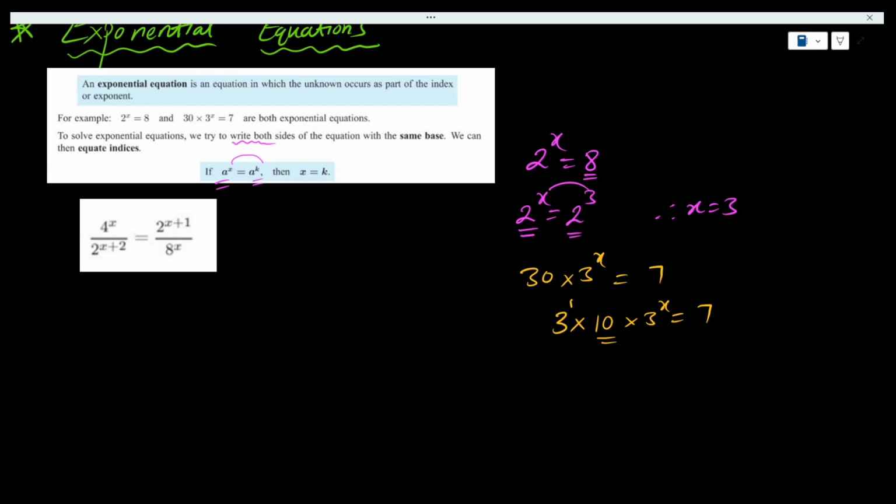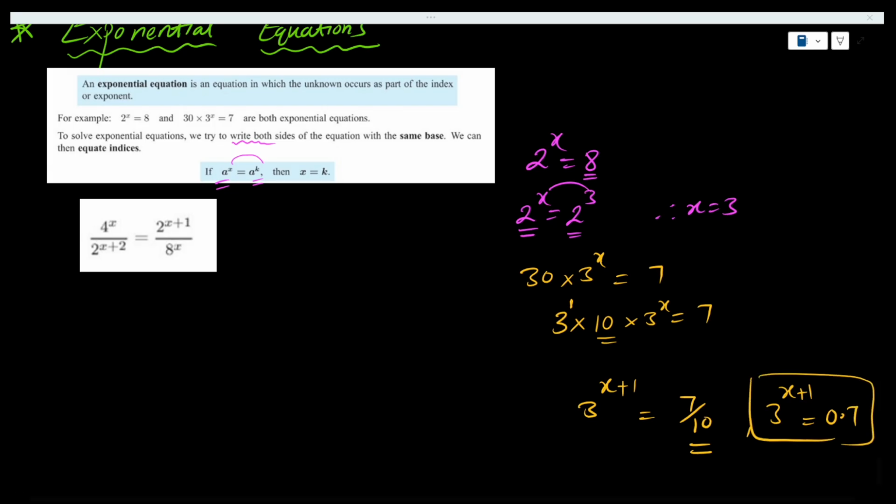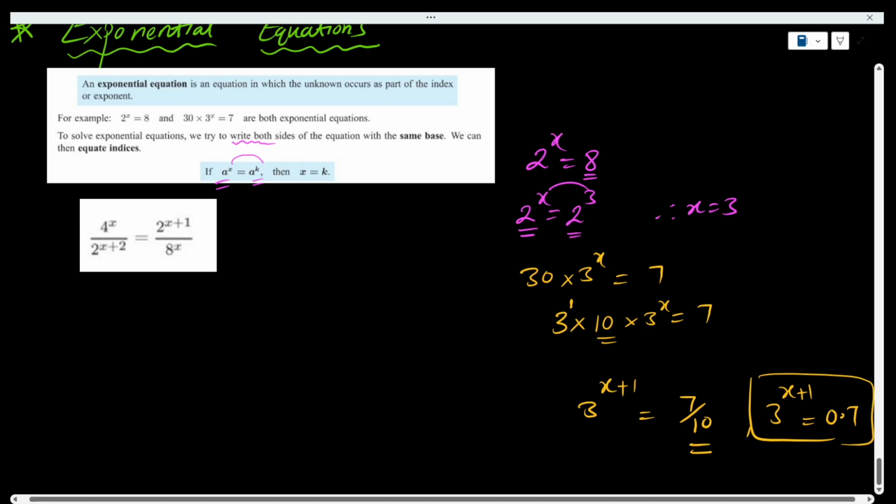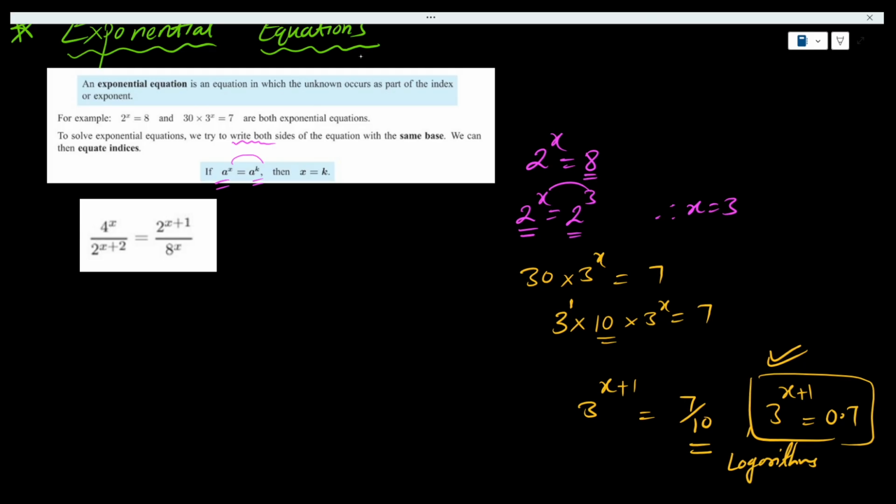So we can write down here, 3 to the power x plus 1 is equal to 7 by 10. But in this kind of question, because 3 to the power x plus 1 equals 0.7, in this case, on the right hand side there's no possibility that you can make the base 3. So for this kind of question, logarithms will be introduced to you, because using logarithms you are going to solve it. In an exponential equation, in these kind of questions, you need to just make the same bases to get the value of the unknown.